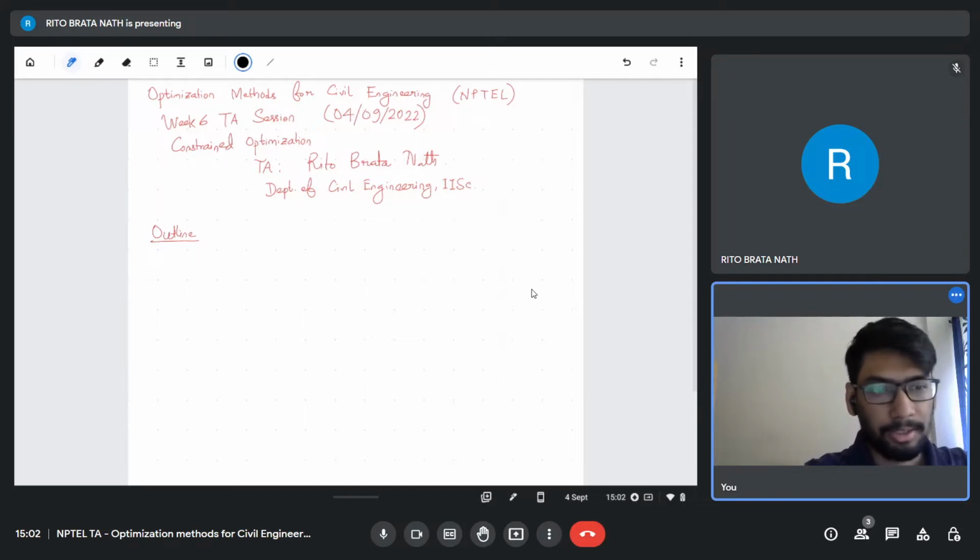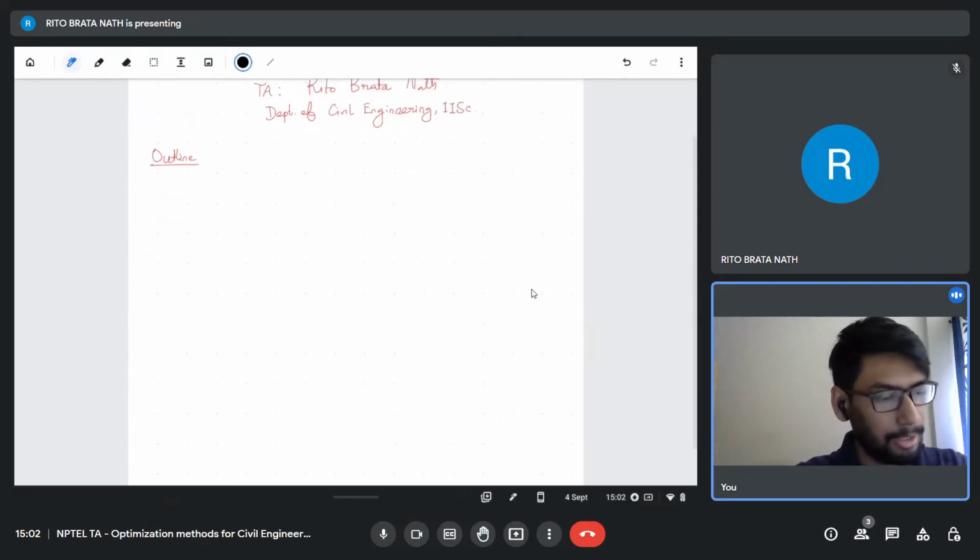As we were discussing in the previous session, we solved some problems related to constraint optimization with equality constraints. The content of this week's session will also be on constraint optimization, but mostly with inequality constraints, and it can be with equality constraints as well. There are two methods with which you can solve such problems. That will be the content of this session. Probably we'll take some examples and solve some problems related to those two methods.